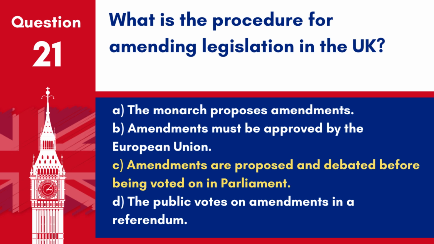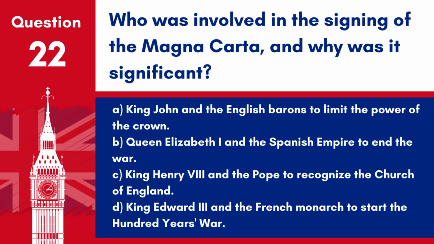Answer C. Amendments are proposed and debated before being voted on in Parliament. The procedure for amending legislation in the UK involves proposal, debate and approval by both Houses of Parliament before receiving royal assent. Question 22. Who was involved in the signing of the Magna Carta, and why was it significant?